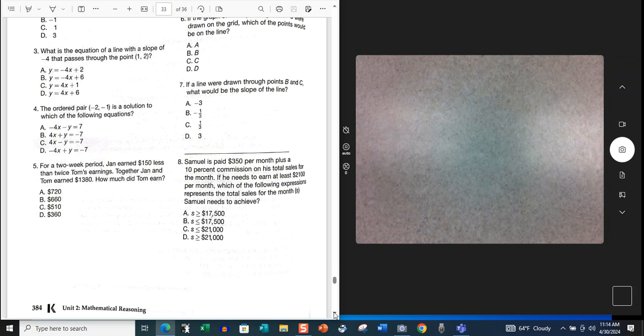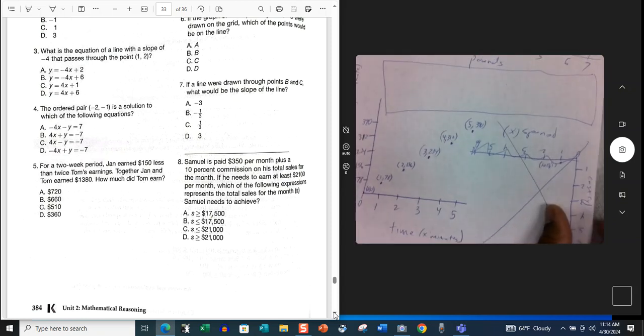Okay, first of all, if you notice here, they're using inequalities. Now, with them using inequalities, you got to think about that. They said that Samuel needs at least $2,100. So that means he needs $2,100 or more. So then that would be greater than or equal to. That is the symbol. I'm not saying that that would be the final answer, but greater than or equal to is the symbol we're going to be working with initially.